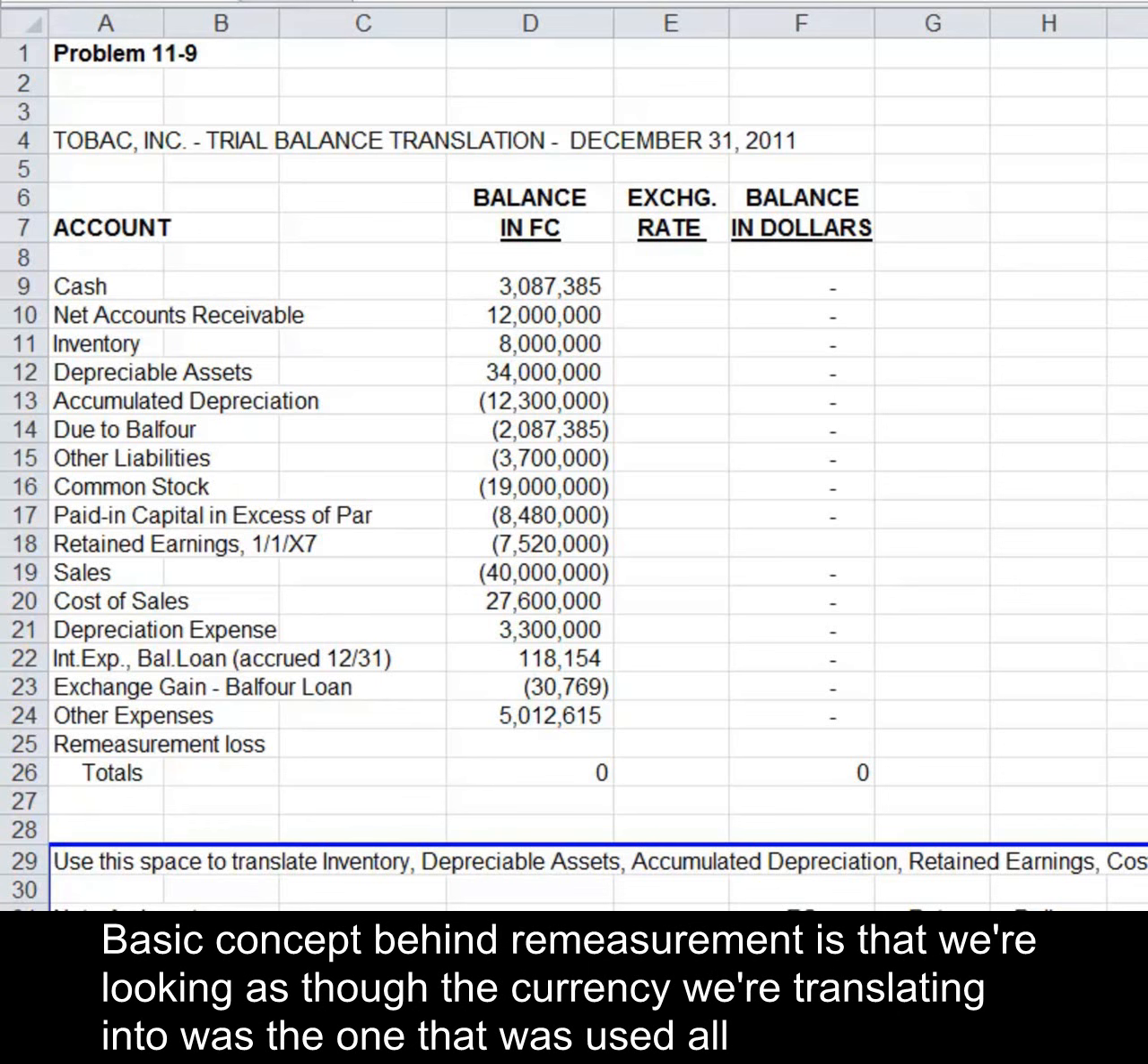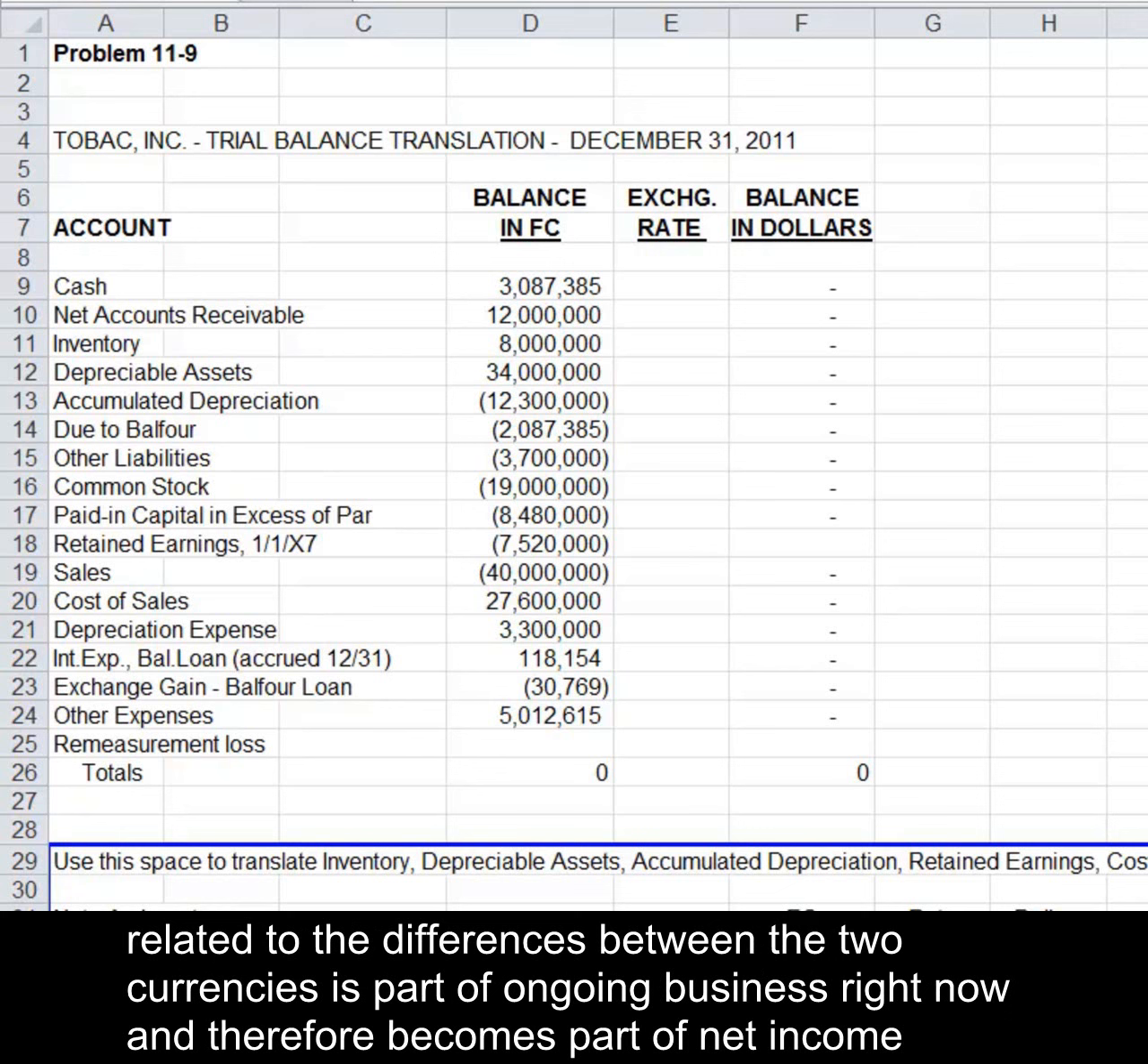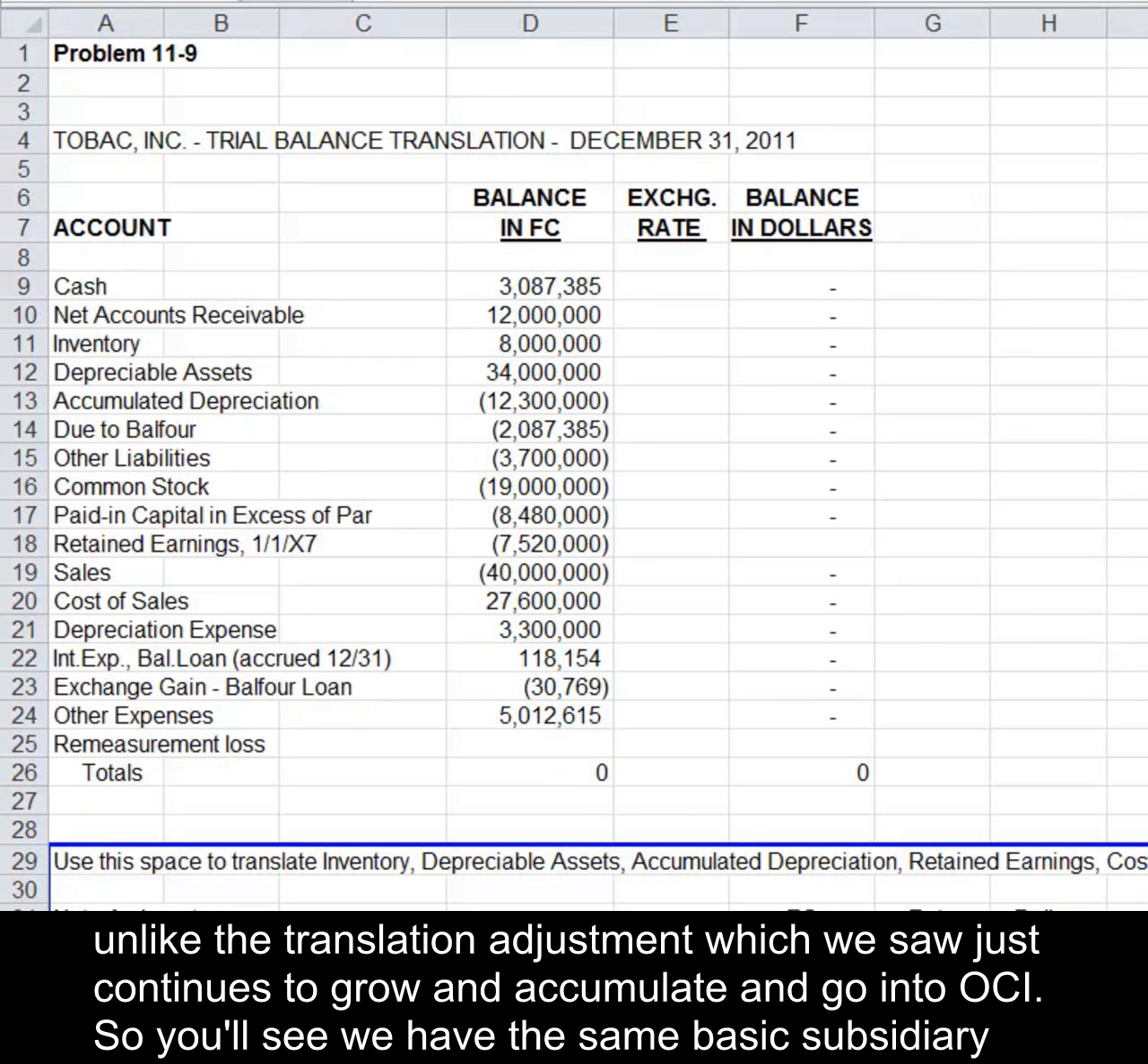The basic concept behind remeasurement is that we're looking as though the currency we're translating into was the one that was used all along. It means that, in essence, that currency was the functional currency as described in the book, and therefore any adjustments related to the differences between the two currencies is part of ongoing business right now and therefore becomes part of net income, unlike the translation adjustment, which we saw just continues to grow and accumulate and go into OCI.